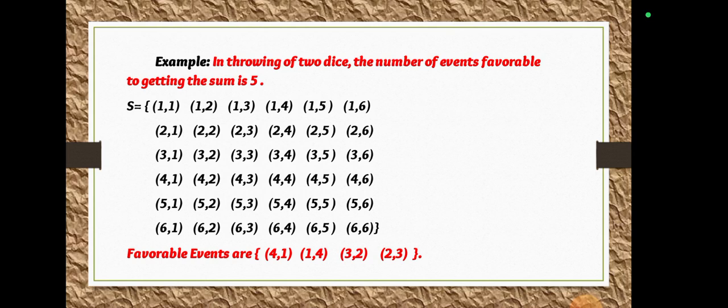But they need the favorable events, where the sum is 5. Where do we get the sum 5? 4 plus 1 gives 5. 3 plus 2 gives 5. 2 plus 3 gives 5. 1 plus 4 gives 5. Therefore, our favorable events are (4,1), (1,4), (3,2), (2,3). This is our favorable event set from the 2 dice.